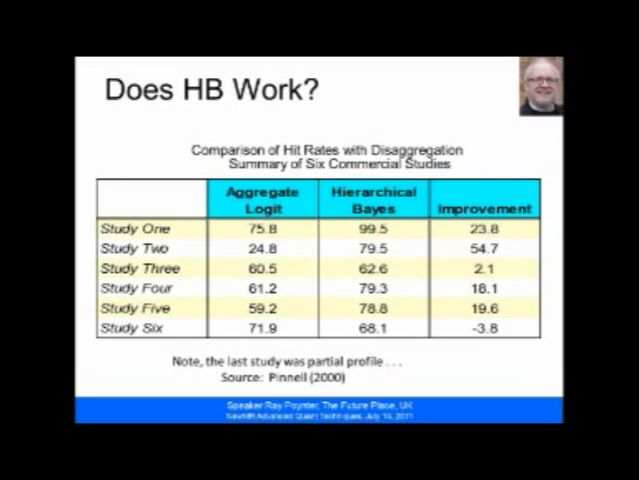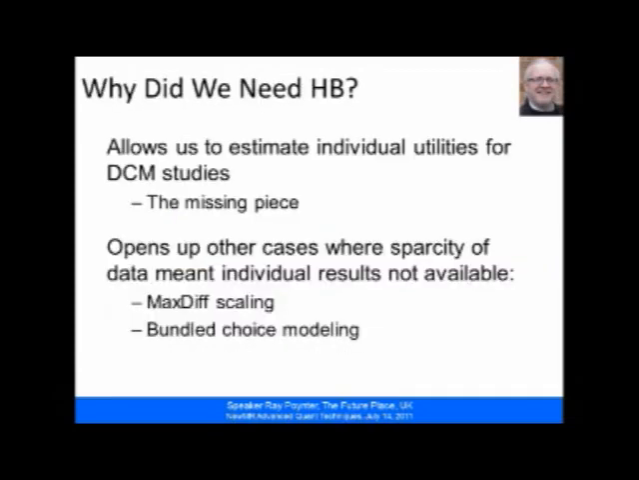He noticed that that was a partial profile study and has gone on to produce some other results that show hierarchical Bayes works really quite badly with partial profiles, cases where you don't show all the attributes. It looks like there just aren't enough patterns in the data for it to be able to make those estimates. So why did we need hierarchical Bayes?